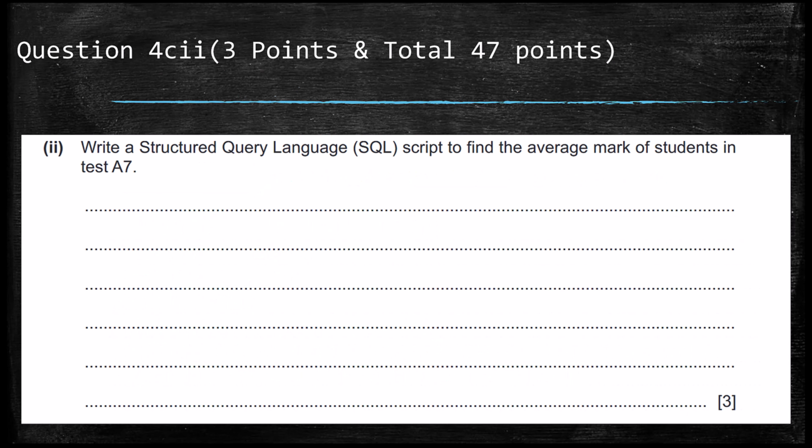All right, write an SQL script to find the average mark of students in test A7. So if we nail this, we'll be at 47 points. This is pretty much where the A level range, give or take a few points, is going to begin. Remember, it's dependent upon how well students do.